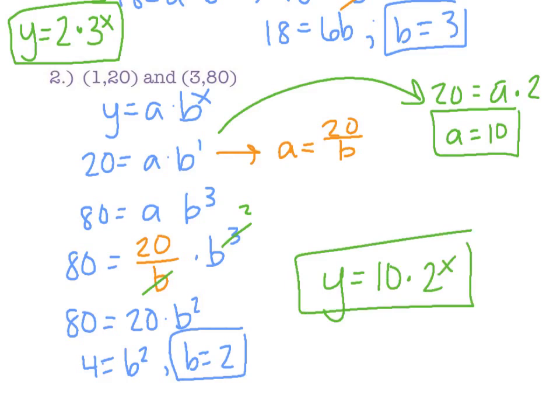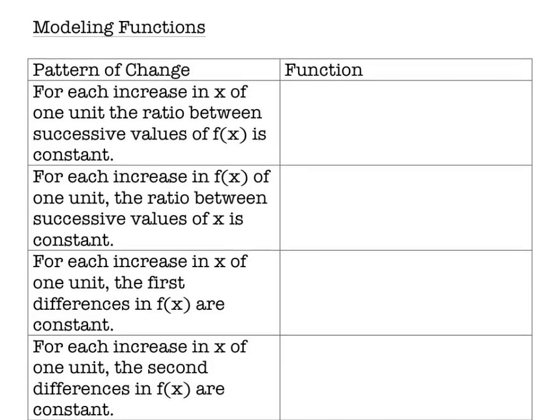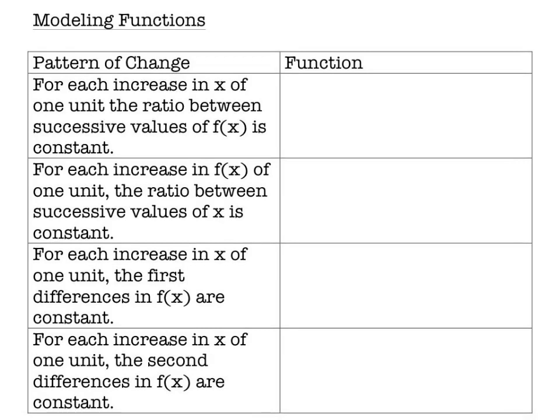The other part of this lesson is modeling functions and looking for patterns of change. First of all, there are some different characteristics that we're looking for in these tables. If, for each increase in x of 1 unit, the ratio between successive values of f of x or y is constant, that's like saying every time I go across the table, I multiply by 2 to get from one y to the next y, or I multiply by 1/2. That means that the function you're looking at is an exponential function.